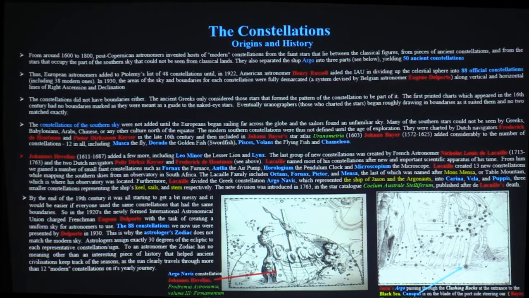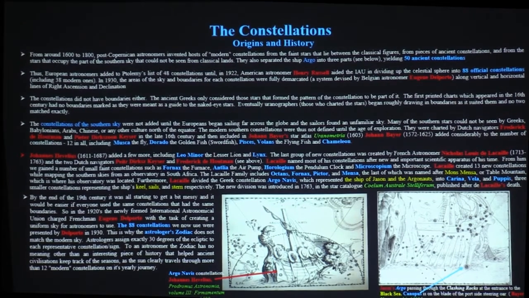And then Johann Bayer's star atlas Uranometria came out in 1603. He added a considerable number of constellations, 12 in all: Musca, the Fly, Dorado, the Golden Fish. It's called the Golden Fish, but I always thought it was the Swordfish. But Dorado, El Dorado, so it might have been a golden fish. And also Pisces Volans, the Flying Fish, and Chamaeleon. Now another chap from this time, Johannes Hevelius, added a few more, Leo Minor and Lynx.